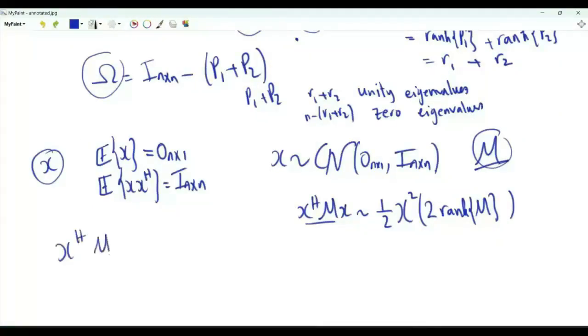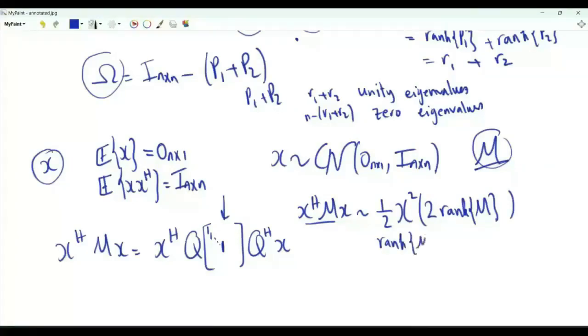Let's review this result. Here is the eigendecomposition of M. The diagonal matrix with the eigenvalues has a number of ones equal to the rank of M. Say that the rank of M is equal to R. So we have R eigenvalues equal to 1. The remaining n minus R eigenvalues are equal to 0.